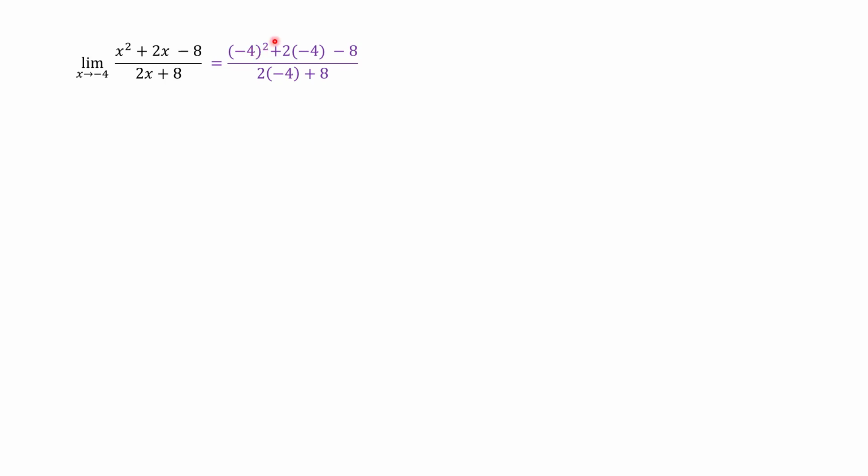Negative 4 squared equals 16. 2 times negative 4 equals negative 8. 2 times negative 4 again is negative 8. So we have 16 minus 8 over negative 8 plus 8. 16 minus 8 equals 0. Negative 8 plus 8 is also 0. So we have 0 over 0.